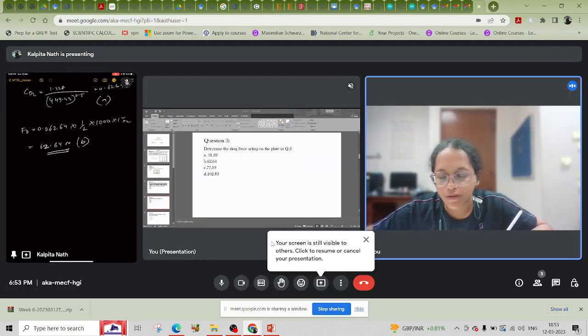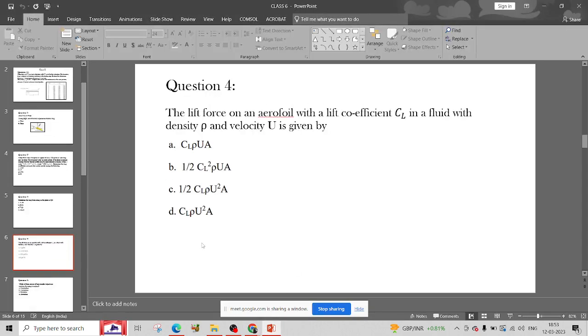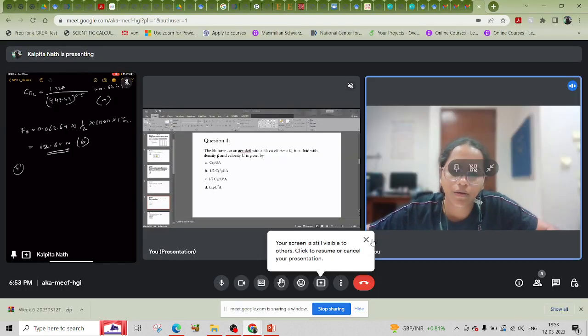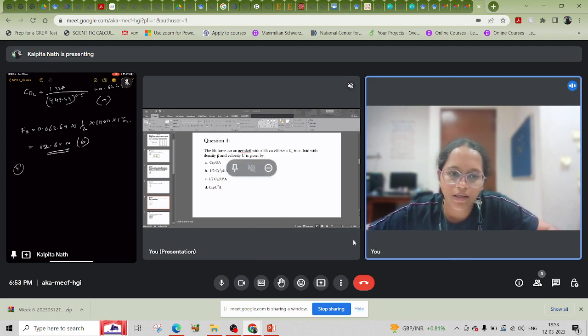Now we'll proceed to question number 4. The lift force on an aerofoil with lift coefficient C_L in a fluid with density rho and velocity U is given by which one of the following? I'll give you 2 minutes for this. You will mark the answer and then you will get back to me.